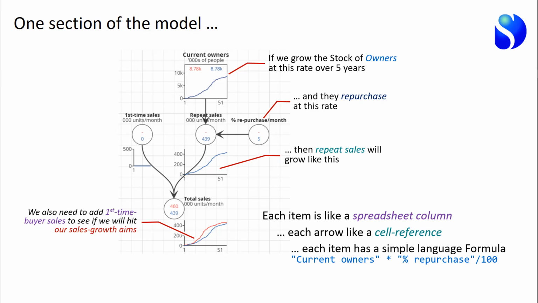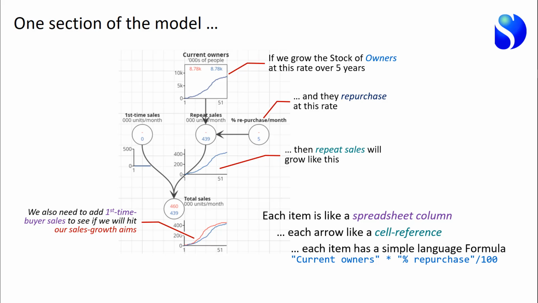Just think of every item as being like a spreadsheet column with its name in the top cell and all 60 periods' values running down the column below that heading. And think of the arrows here as being like a cell reference. So the repeat sales calculation is linked to the values in the columns for current owners and the repurchase rate. And inside each item is a simple language formula. The formula for repeat sales is current owners multiplied by percent repurchase divided by 100.